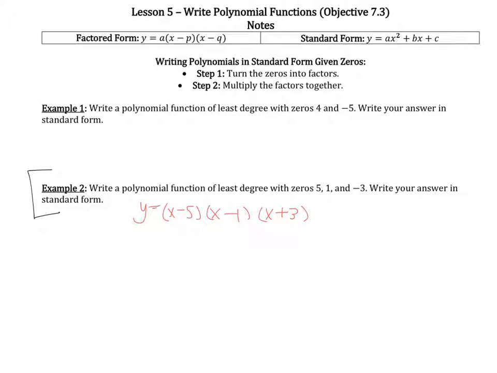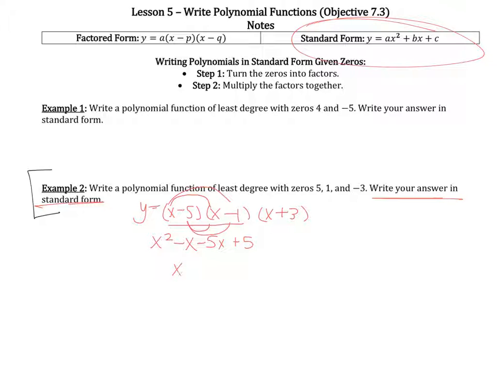So then now it says to write your answer in standard form, which if you notice up here is all multiplied out. So the next thing we're going to have to do is multiply these things out. So there's 3 things being multiplied, and anytime you're multiplying 3 things together, you want to multiply 2 of them and then multiply by the third one. So I'm going to start by multiplying these 2 right here. So I'm going to do everybody meets everybody. So x meets x, x meets -1, -5 meets x, and -5 meets -1.